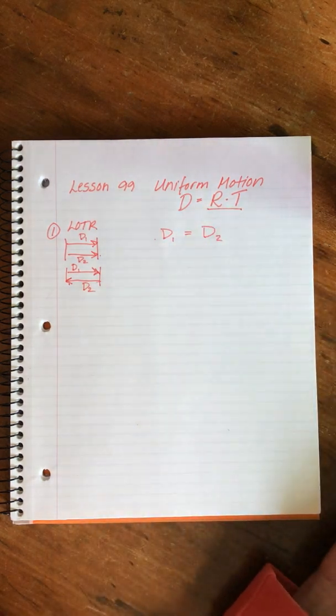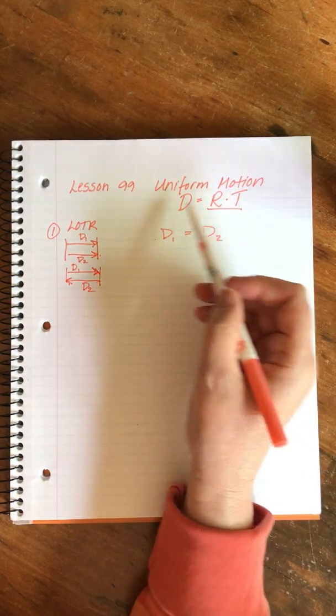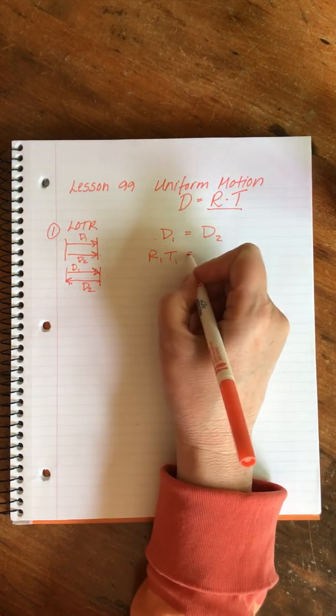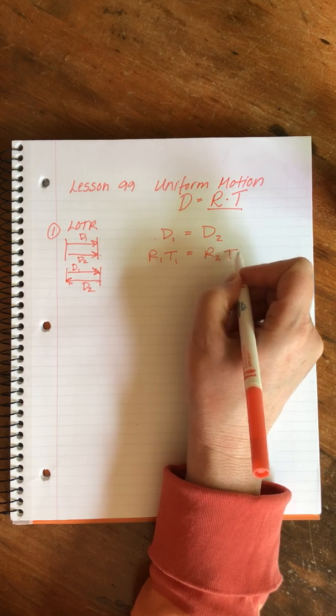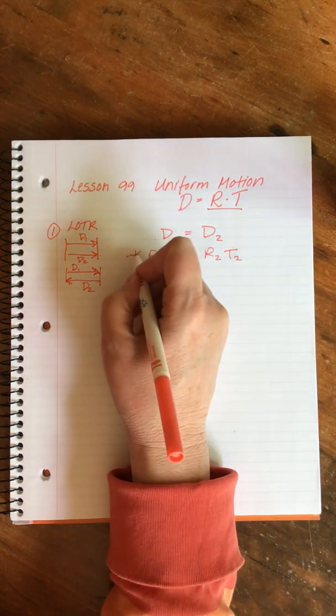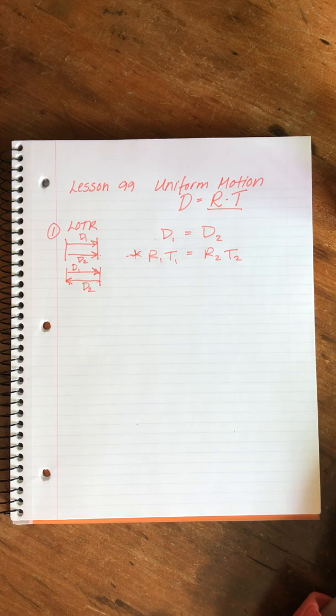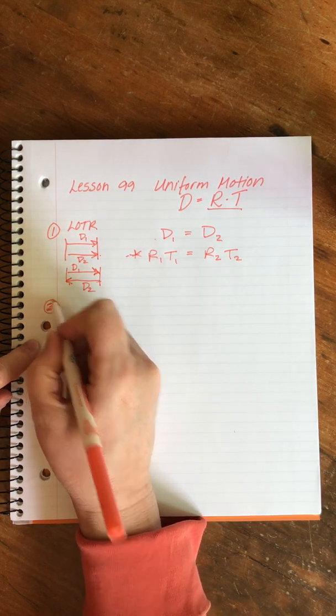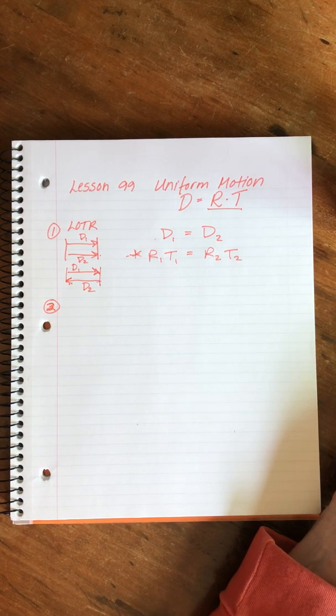Then we substitute in the fact that rate times time equals distance, and we find out that the first rate times the first time will equal the second rate times the second time, and we use that as our base equation. Sound familiar? Second scenario, sorry, getting ahead of myself, I'm so excited.